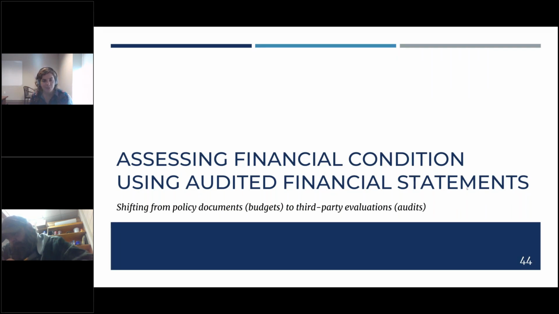All right, so as I mentioned, we're kind of shifting from the policy document, which is the budget, to that third-party evaluation, the audit at the end of the year, right? You bring in this third party, they look at the system's finances, and they give you this document that basically presents the operating revenues, the expenditures, everything that you need to know about the system from a third-party perspective. So first, just a quick overview of financial statements.